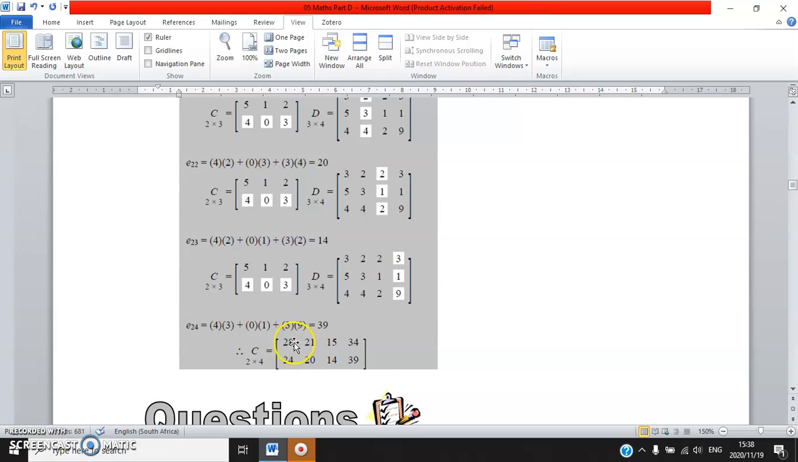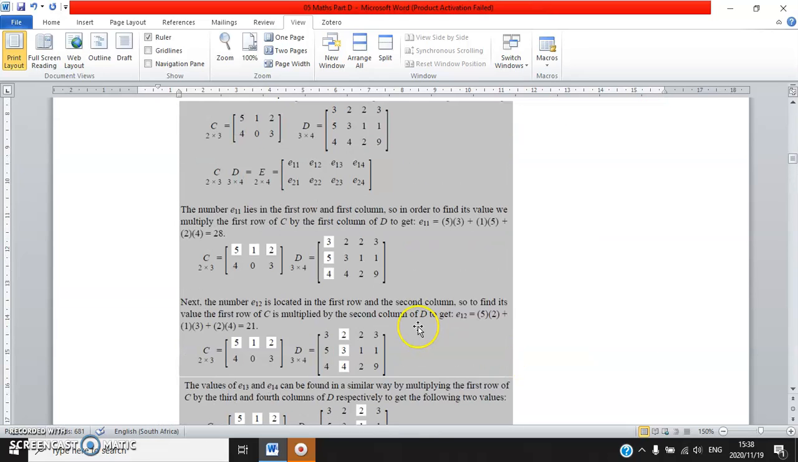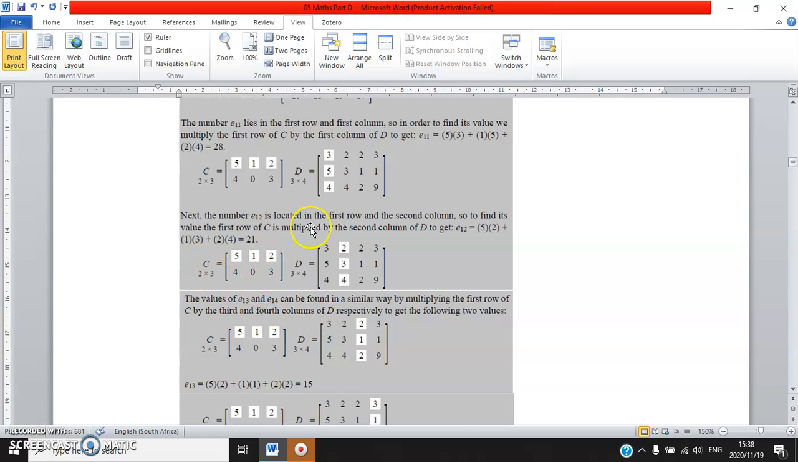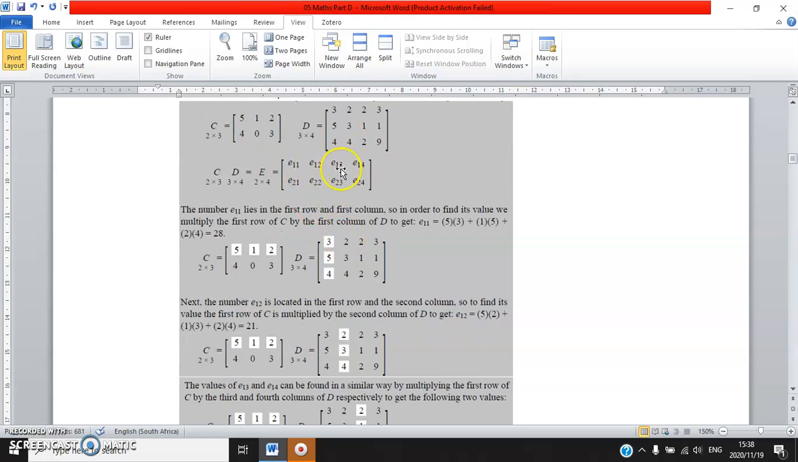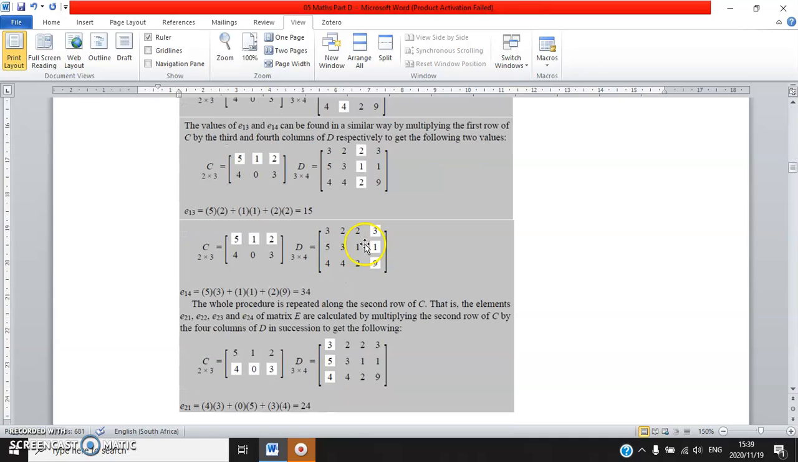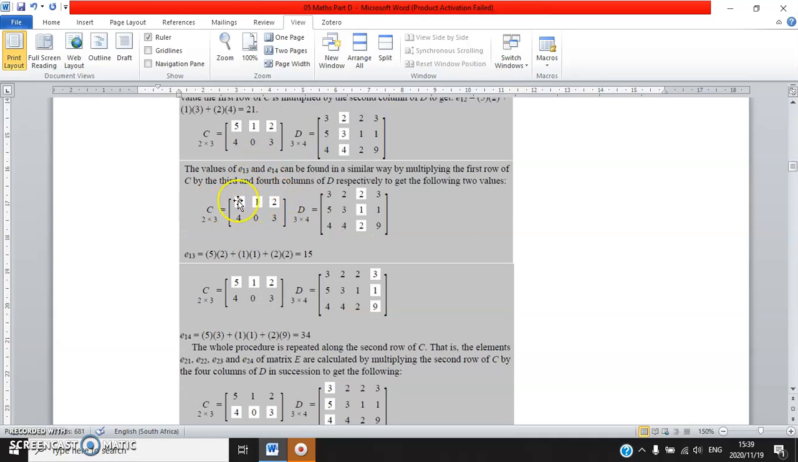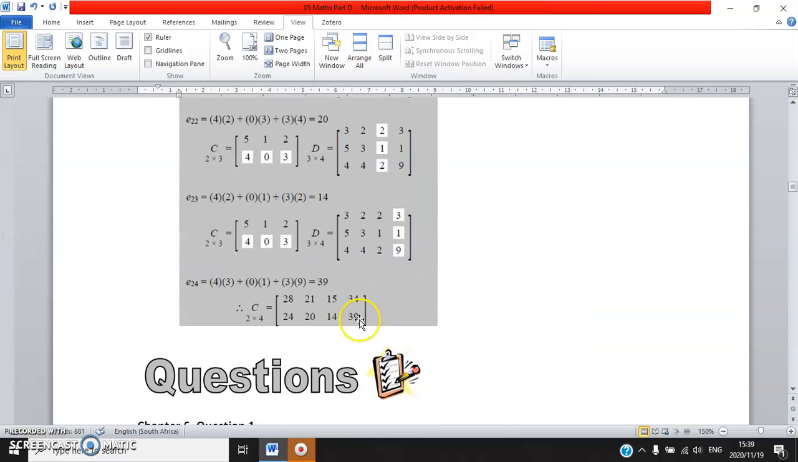Okay, so this is now the first answer. Next one. I'm not going to do all of them. Maybe this one, E13, is derived by using the information from the first row of C and the third column of D. First row of the first matrix and the third column of the second matrix. Then you see the expansion, 5 times 2 plus 1 times 1 plus 2 times 2. That gives you 15. So that explains this term.